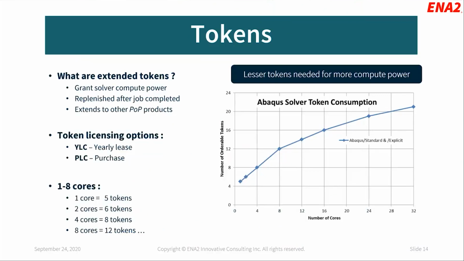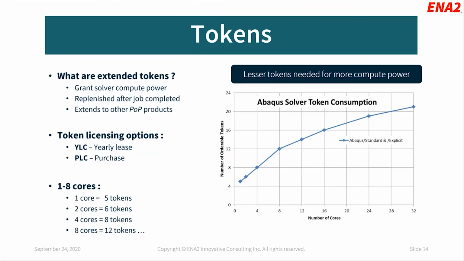This is valid for other Power of Portfolio products too. So the same tokens that you use for Abaqus can be used for Isight, can be used for Fe-safe, and can be used for Tosca, so that can help you in addressing optimization, durability, and process automation. Licensing options are pretty common for the tokens, as we've covered in the previous set of slides. So we have yearly lease and the purchase options available.